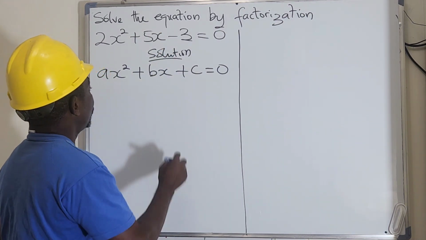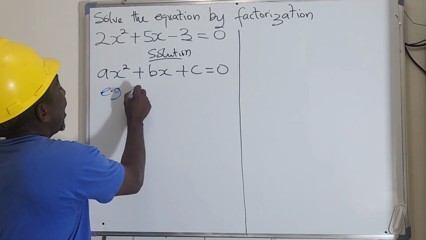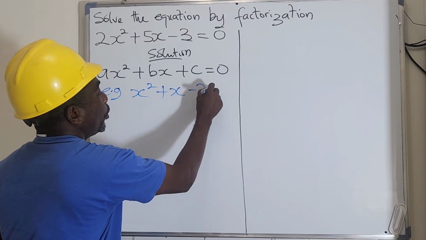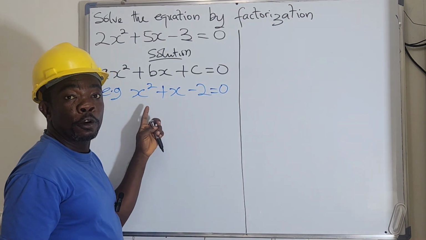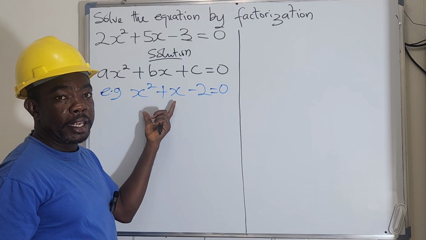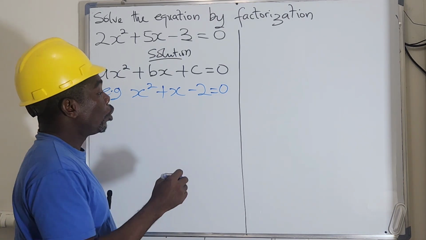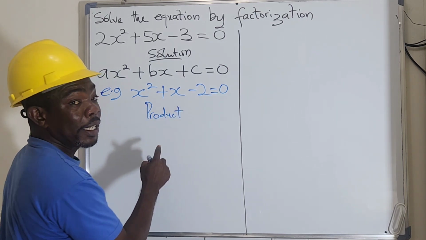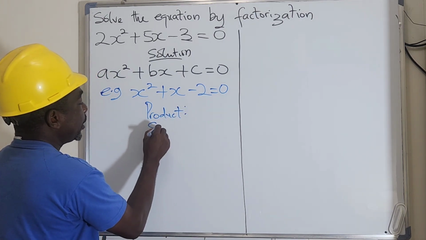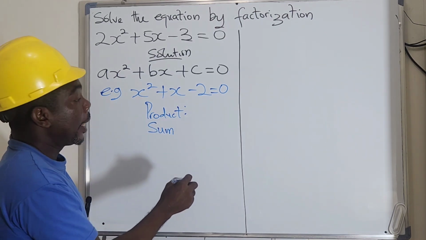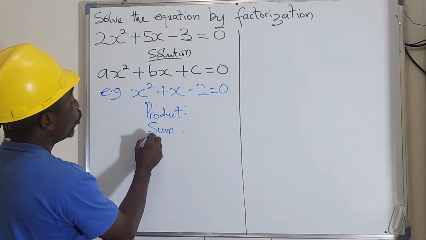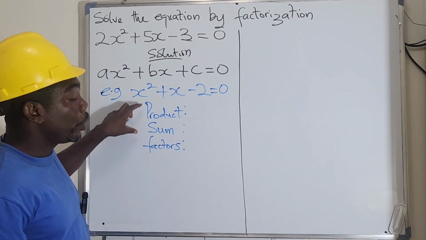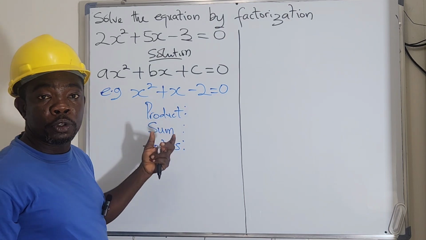Let's take a quick example. We have x raised to the power of 2 plus x minus 2 equals 0. For us to find the value of x in this form, first of all, we need to know what the product is. Then the next one is to know the sum, and the next one is to know the factors. So these are the 3 points that we need to figure out before we'll be able to seek the solution of x.